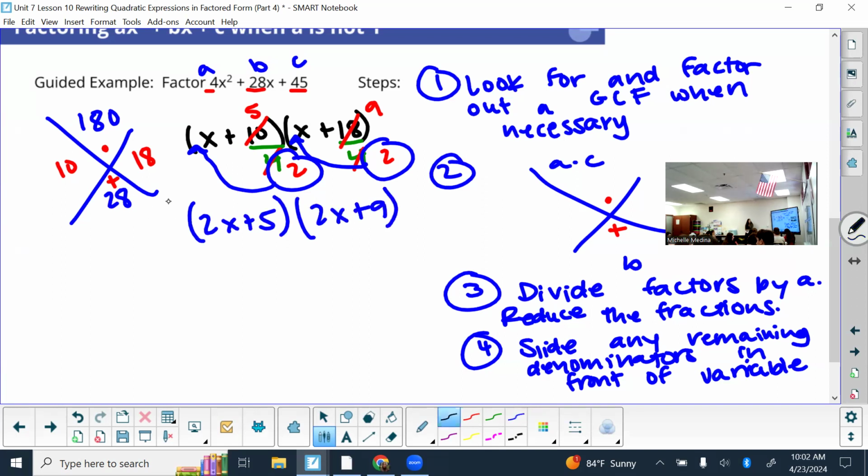And now when I go and check my answer by multiplying, by quarterly, double distributing, whatever, 2x times 2x is 4x squared. 5 times 9 is 45. And then if you do your inner terms, you get 18x plus 10x is 28x. So that's how we're getting that.